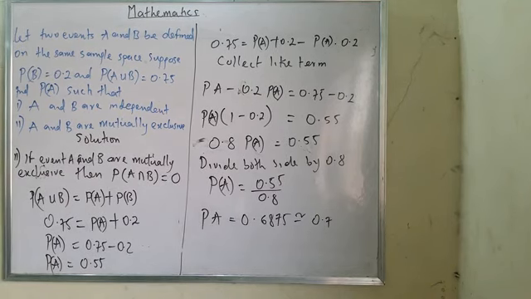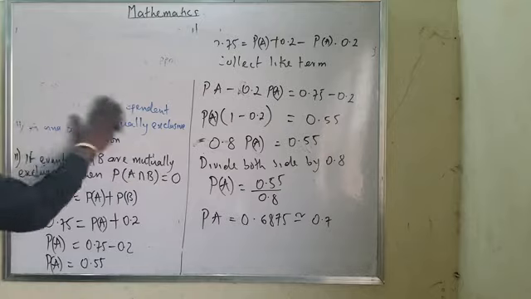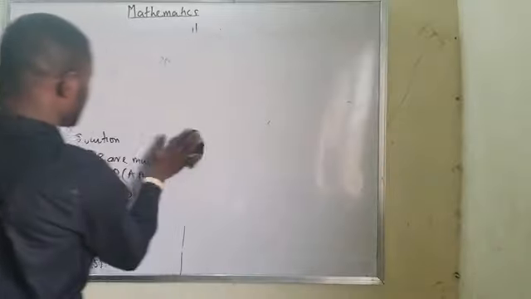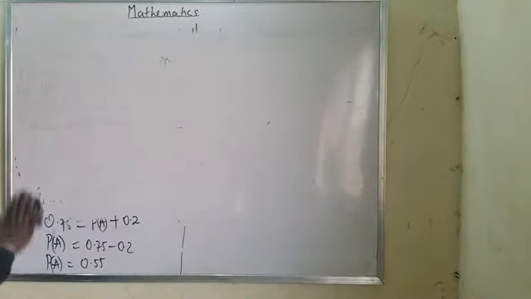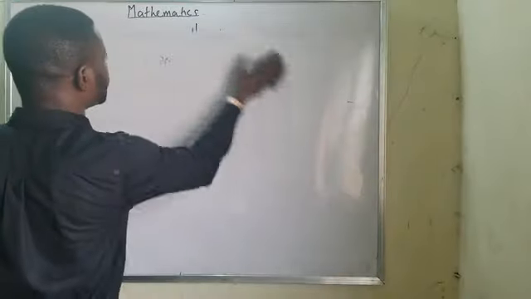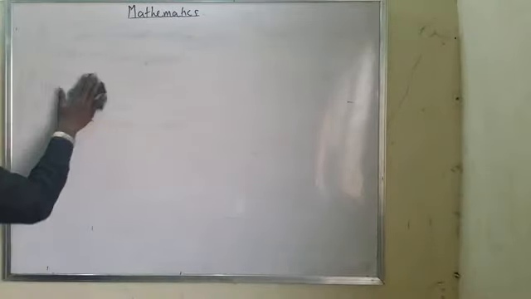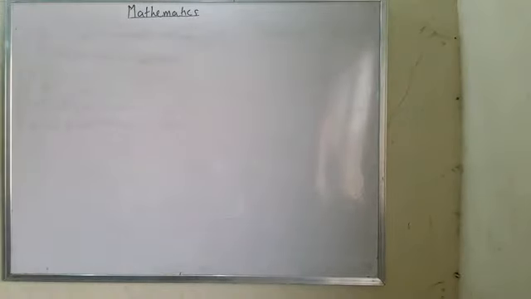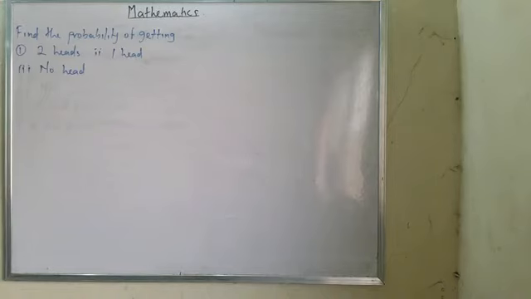Before I end this part, let me show one more example, which is on coins. On coins, let me show 1 or 2 examples so that you really understand this part very well. Okay, now let me write it. Look at this question. Find the probability of getting 2 heads, 1 head, no head. Now, let's see how it will go.